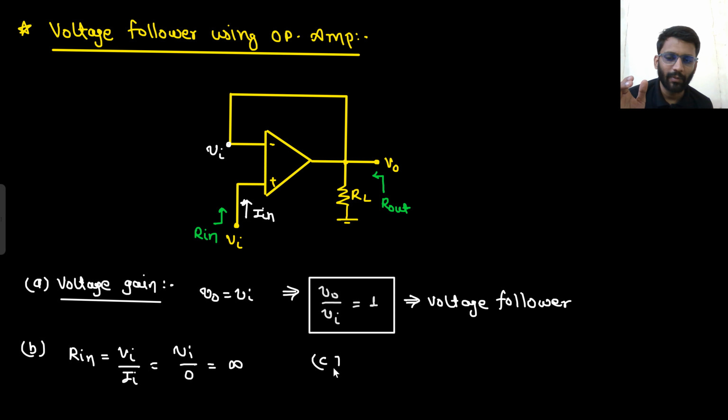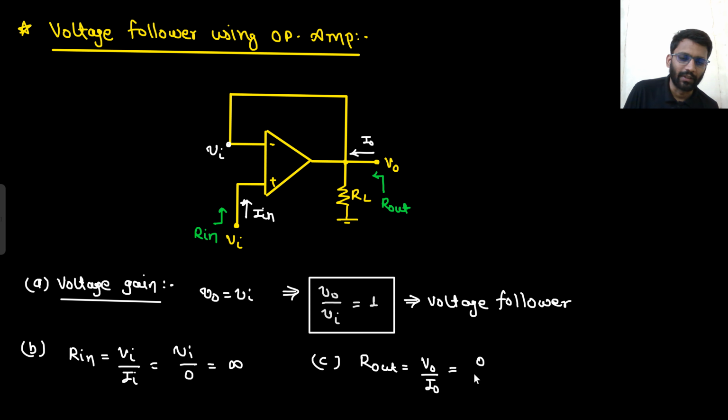And quickly tell me what will be your R out? So for R out, what will you do? You will short circuit the input. If it is shorted, then here there will be 0 volt only. That means V naught is becoming 0. So R out is V naught by I out. This will be your I out. Right? But your V naught is 0 only, since input is shorted, so this is coming towards output only. So R out is 0. Well and good. Very easy.